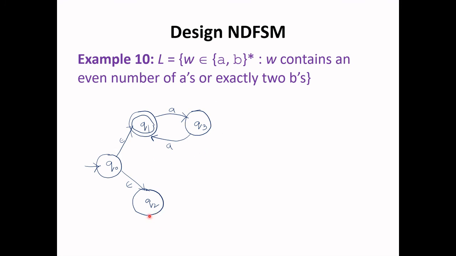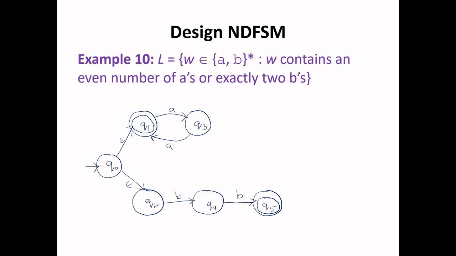Next, Q2 is the initial state for the sub-language having exactly 2 B's. To represent exactly 2 B's, from state Q2, this is 1 B, another is 2 B's, reaching the final state. Say this as Q4, this as Q5.